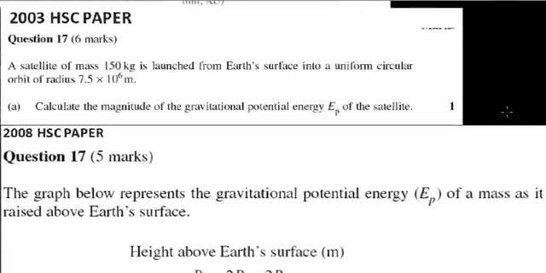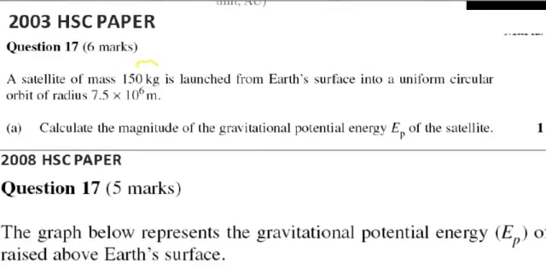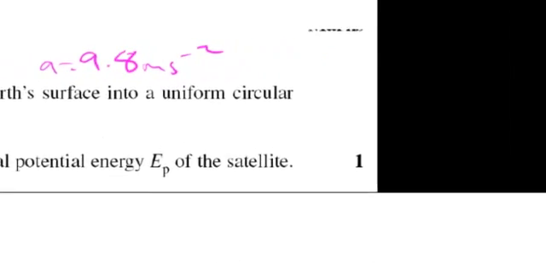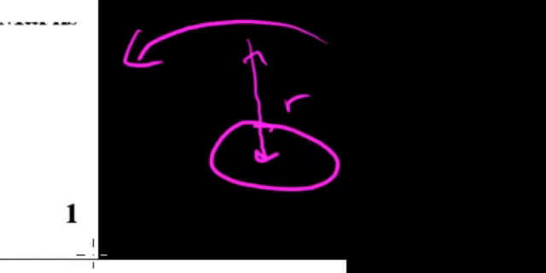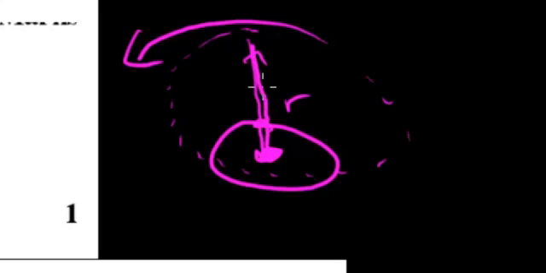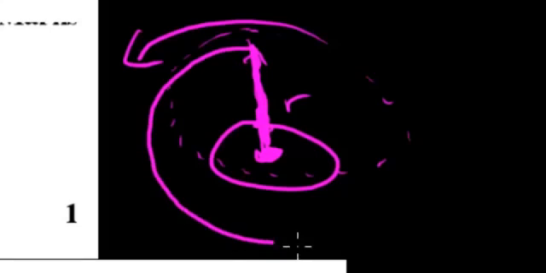2003 HSC paper. A satellite of mass 150 kilograms is launched from Earth's surface. So from the surface, what do we know? We know that acceleration is 9.8 meters per second squared, into a uniform circular orbit of radius that. Now it tells you the radius of the orbit, so that includes the radius of the Earth, because the radius of the orbit goes around the Earth. If the radius of the orbit started from the surface, that would give you a weird path like that. So the radius of the orbit includes the radius of the Earth in order to get a proper orbit like that.